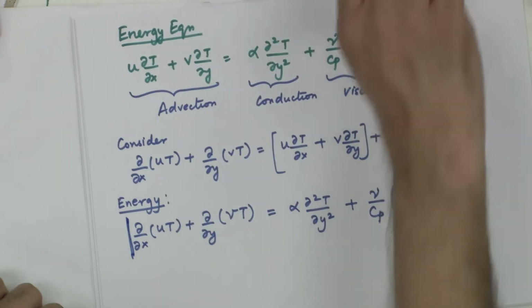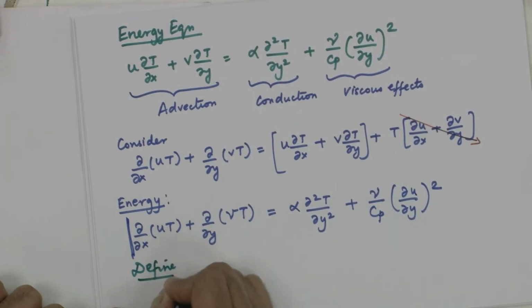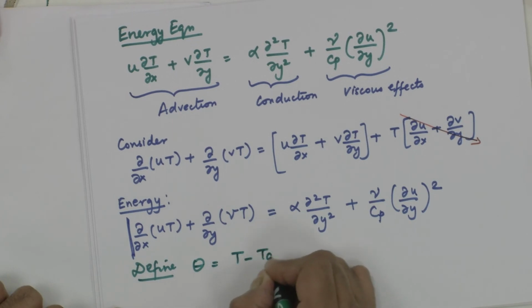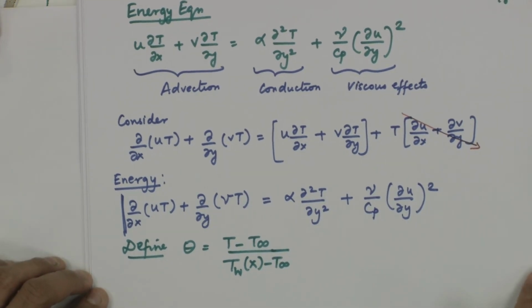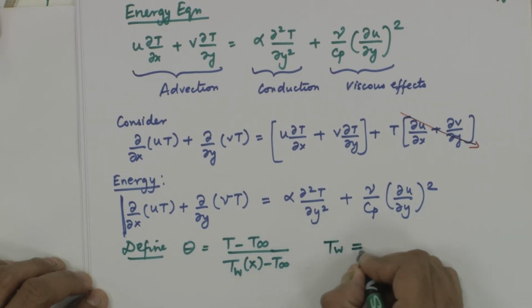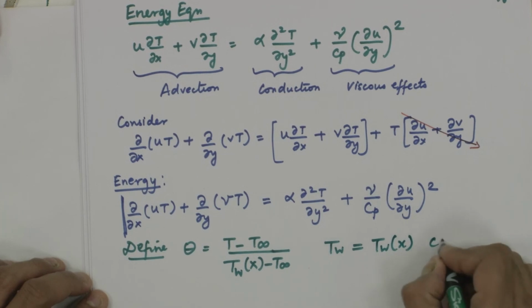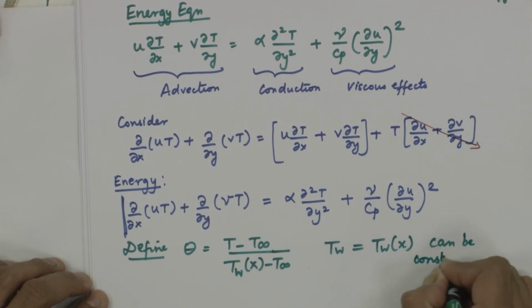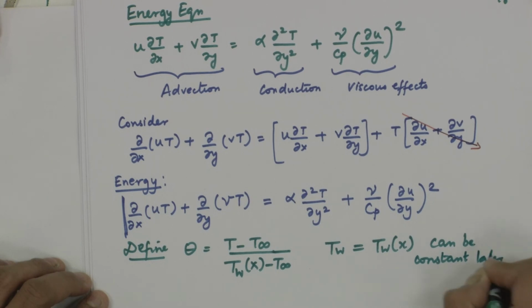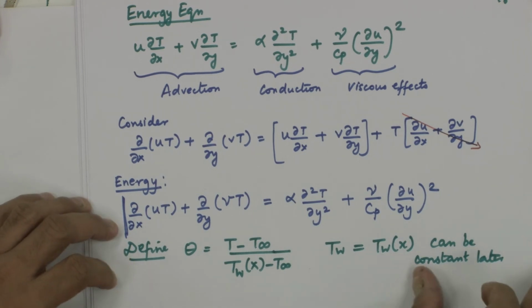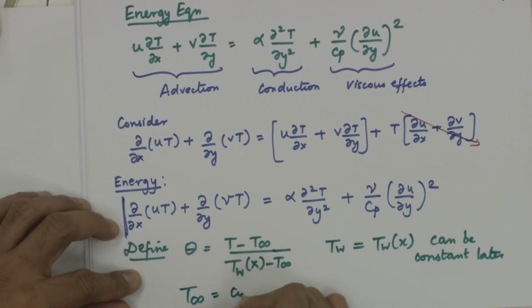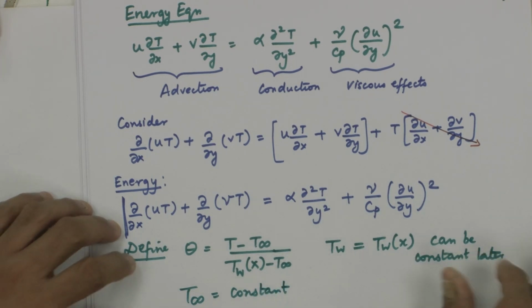So, let us define now. Theta is equal to (T minus T infinity) by (T wall of x minus T infinity). This I am keeping in general. T wall is a function of x, can be constant later on. Okay. So, let us define it this way, and also assume T infinity is equal to constant. Therefore, I substitute now for this theta here.